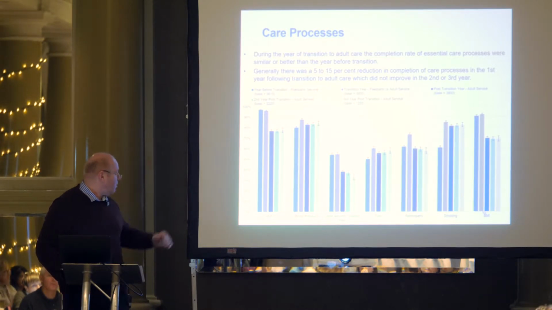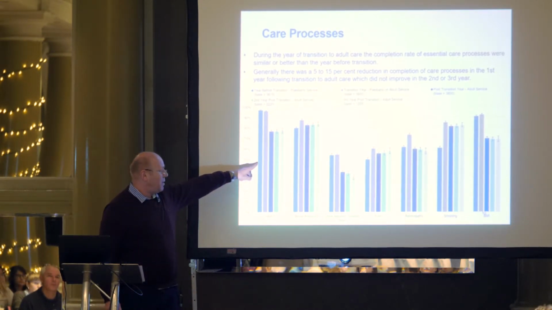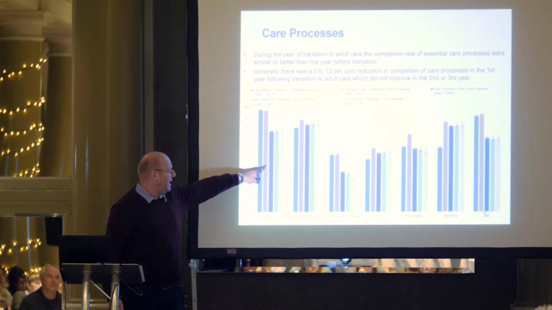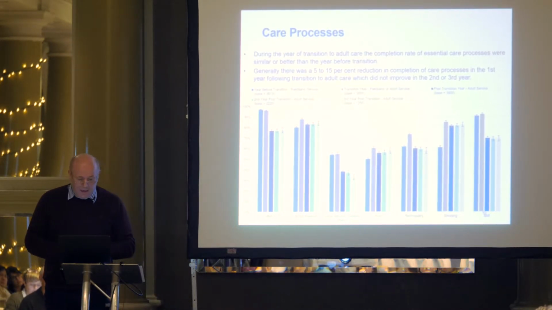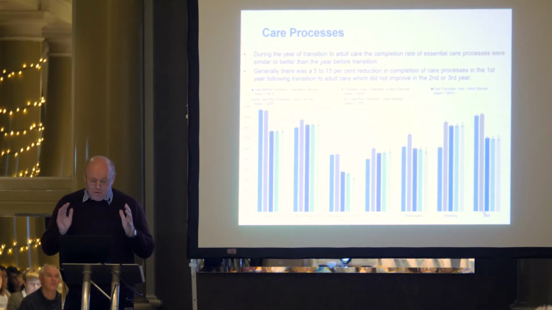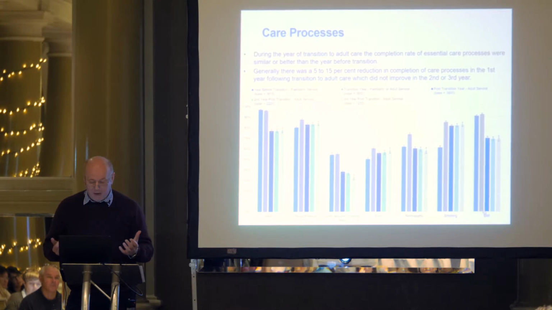On the left here, you've got the year post-transition. This is the year of transition, which is the grey bar, and these are the 1, 2, and 3 years post-transition. And pretty much during the actual transition year, the rates remain pretty much the same as they were pre-transition. But as you can see in most of these, there's then a drop-off. And generally, there's about a 5 to 15% reduction in the completion of care processes in the first year following transition. It doesn't improve much in the second and third year.